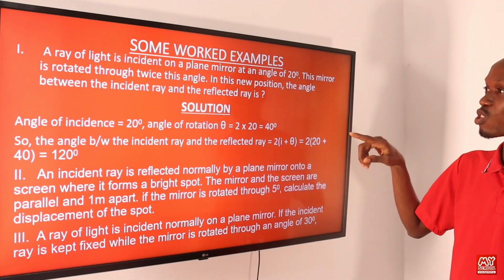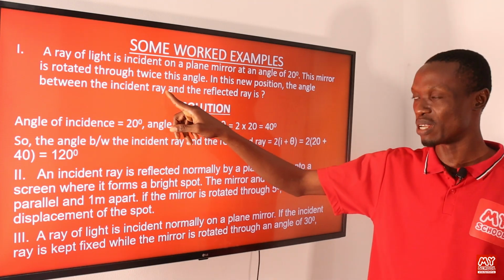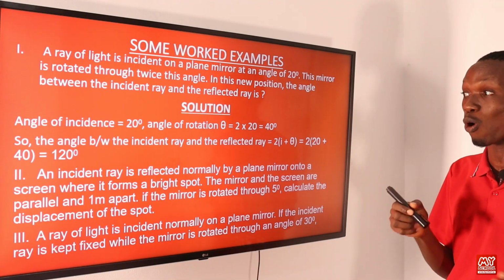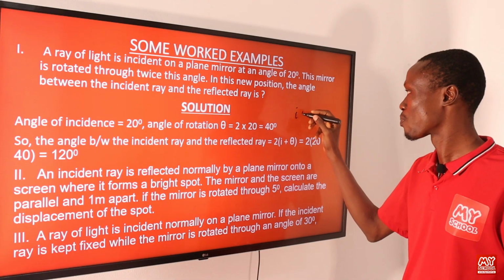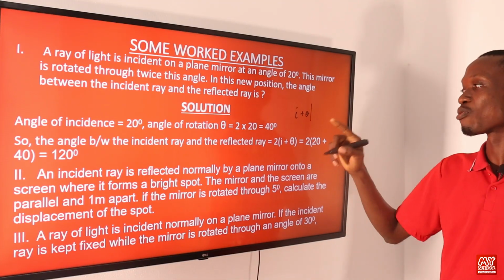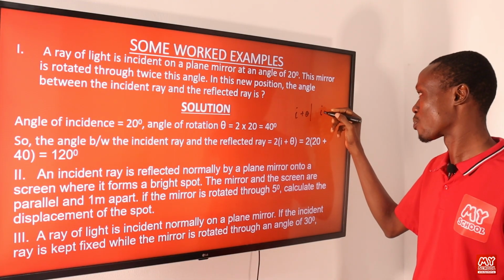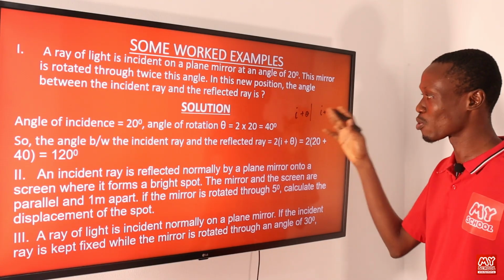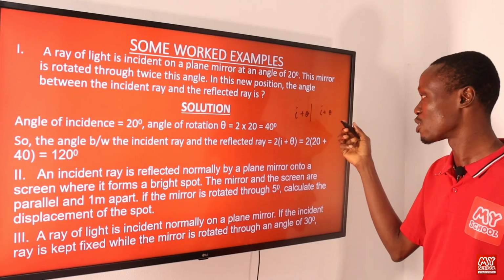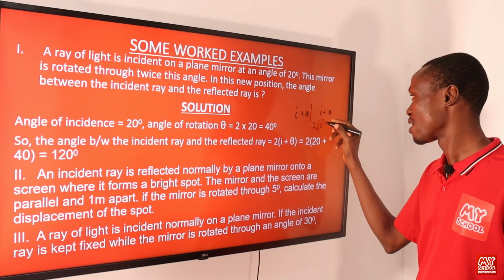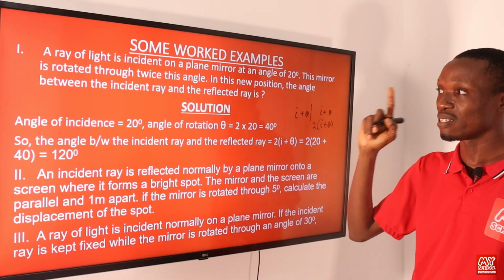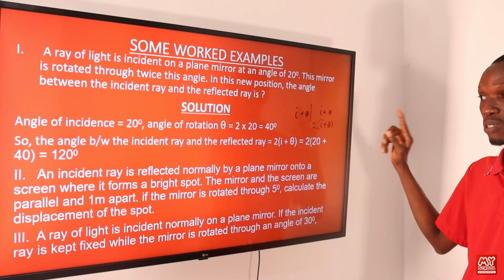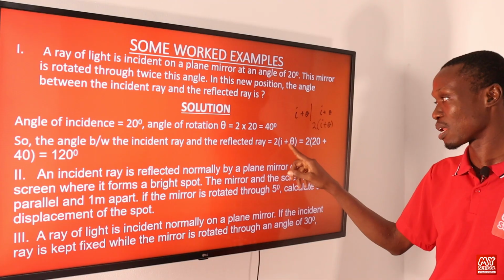Now in this question, we are asked to find the angle between the incident ray and the reflected ray. Remember that the new angle of incidence is i plus theta, and the reflected ray is also i plus theta. If we add these two together, since we are looking for the angle between both, we are going to have 2 times the bracket i plus theta. So the angle between the incident ray and the reflected ray is 2(i + theta). That is where this formula came from.